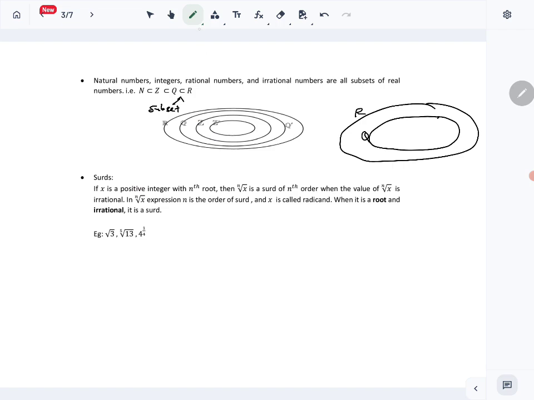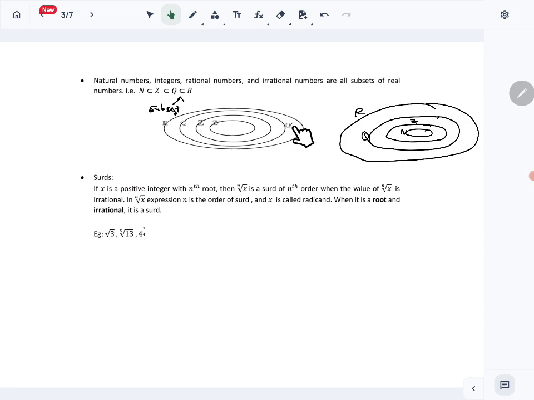Then inside of rational numbers, what do you have? Integers. So integers are a subset of rational numbers. Then inside of integers, you have what? Natural numbers. So positive integers are inside of integers. So natural numbers is the smallest set out of the 4 number types we discussed.